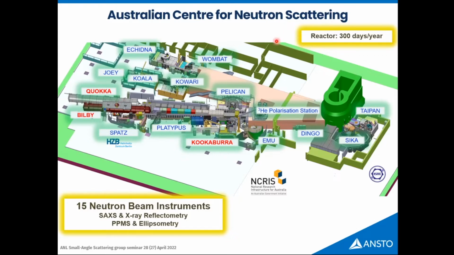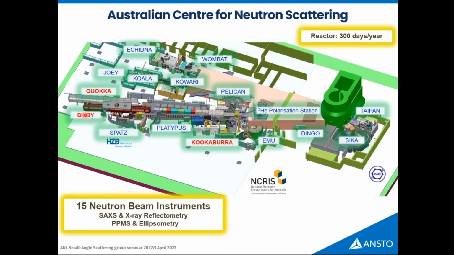So all our instruments are named after Australian animals. The animal itself has nothing to do with, nothing similar to, the technique it's used for. It just happened to be like this. So basically, echidna, I think, is like a big hedgehog. Wombat is like a massive guinea pig, and so on and so on.